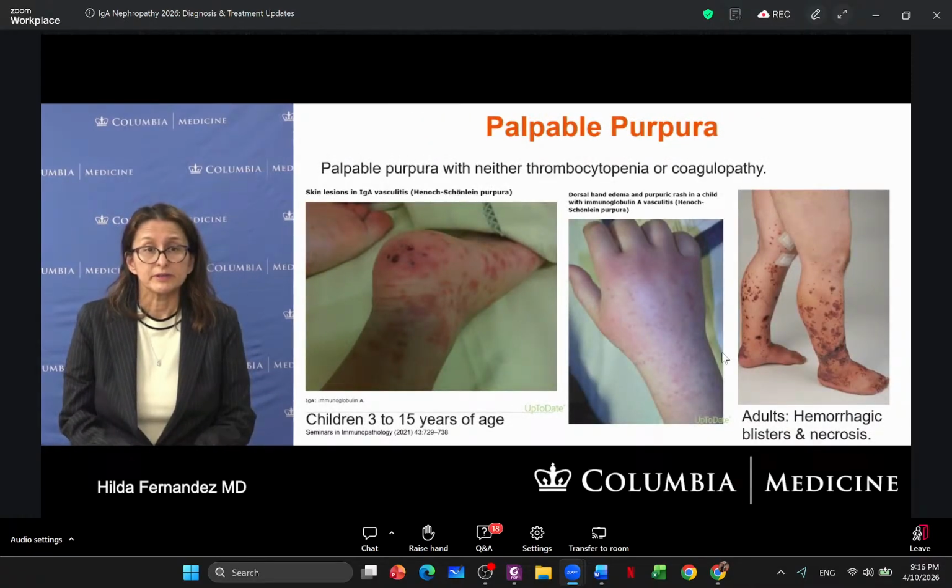Palpable purpura will look like this, and it's pretty dramatic. When you see it, you know what it is. You have to make sure that it's not a thrombocytopenic or coagulopathic presentation. It presents on the lower extremities and the buttocks. You can also see that they develop dorsal edema of their hands and their feet. And in adults, you can even see worsening hemorrhagic blisters and necrosis.